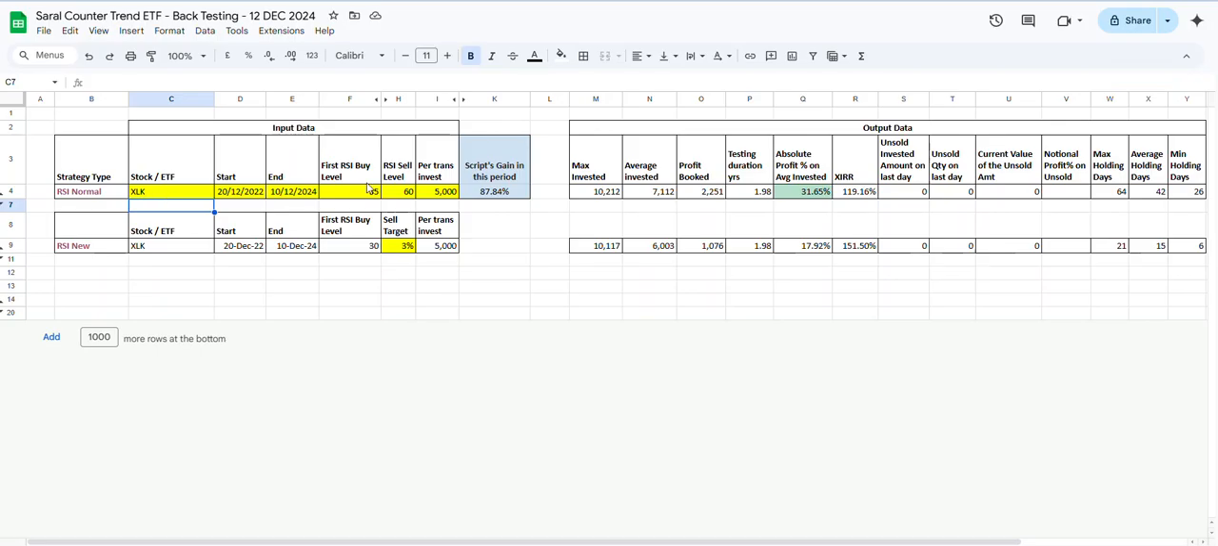Okay, so it went up 87%. The strategy gave you 17, 18%, but the XIRR was 151%, right? You only had to buy it 2 times and you sold it. The average trade duration is 15 days. So in 15 days, you are making 3%. You had to buy it 2 times. So this kind of a strategy you can follow.